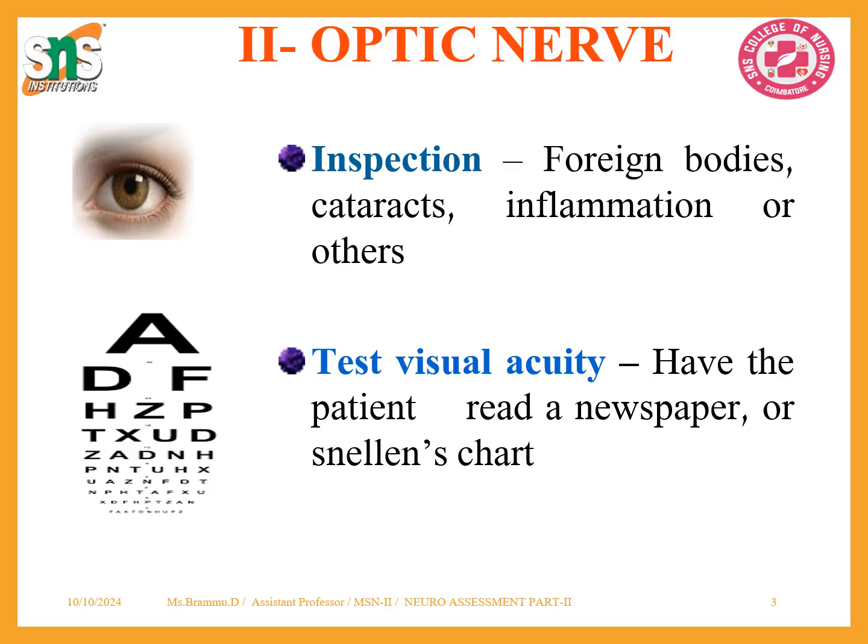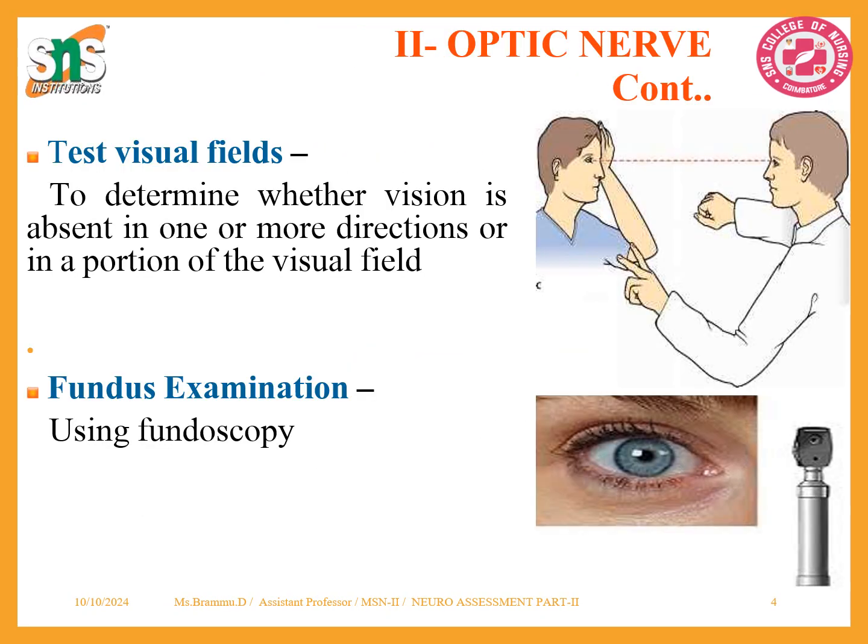Now, checking the optic nerve, which is the second cranial nerve. In inspection, we will be checking for any foreign body, cataract formation, or any inflammation or injury to the eyes. To test the function, we will be doing the Snellen chart test, as well as checking whether the patient has any sort of myopia. For presbyopia, we ask the client to read the newspaper, and we measure the distance at which they hold the newspaper while skimming through it.